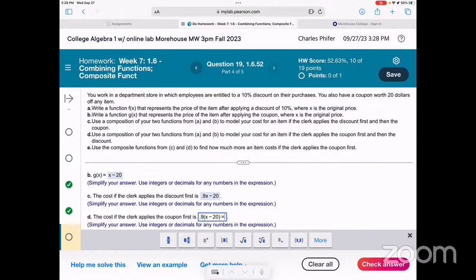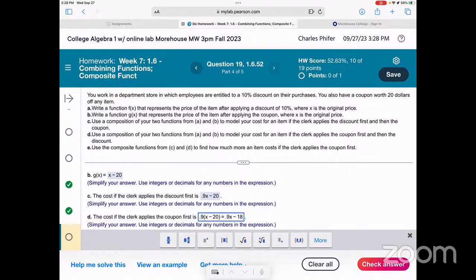This is going to be equal to 0.9X minus, what is that, 18? So then is that 1.8? Probably minus 18. Yeah, that makes sense. Minus 18.